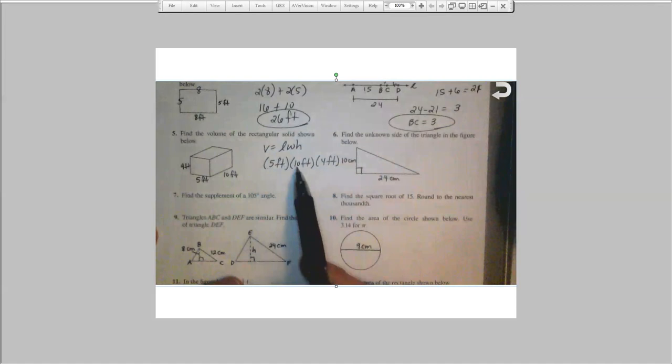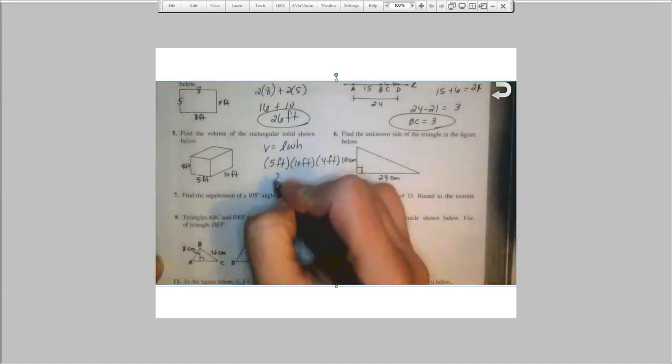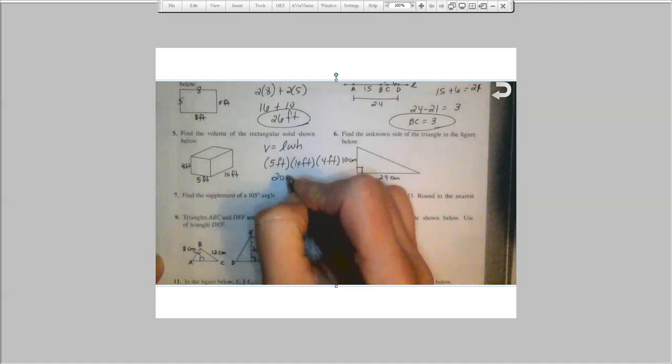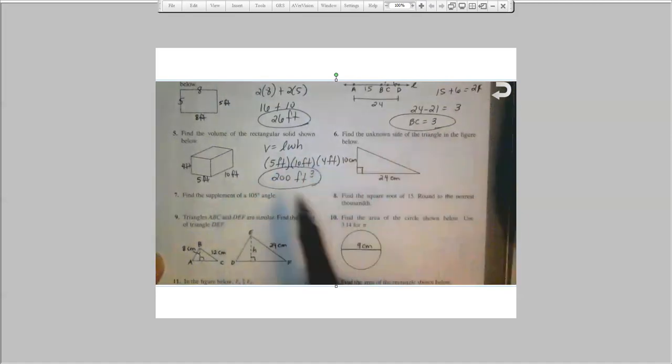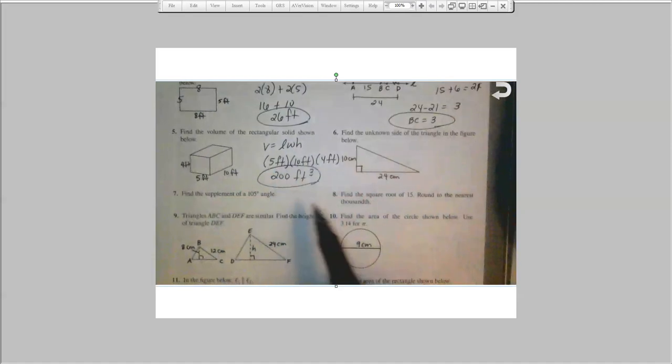5 times 10 is 50, times 4 would be 200. Now watch out on the label here, because I'm multiplying feet times feet times feet. So that gives me cubic feet. So I'll write that as feet to the third power. So 200 cubic feet would be the appropriate label for this problem.